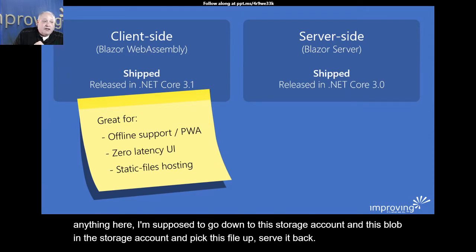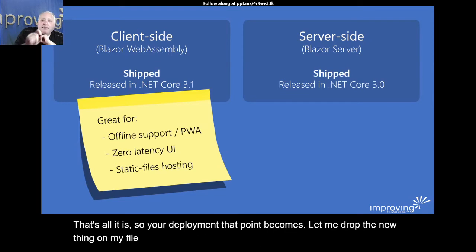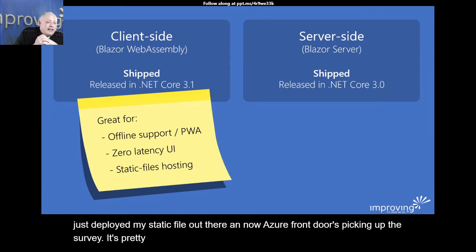So your deployment at that point becomes, let me drop a new file on my storage account and my blob out there. Now I've just deployed my static file out there, and now Azure Front Door is just picking it up and serving. It's pretty cool, actually. And then why would you want a server side?